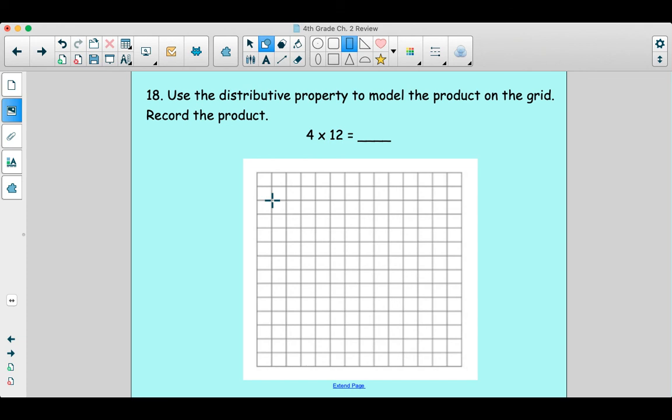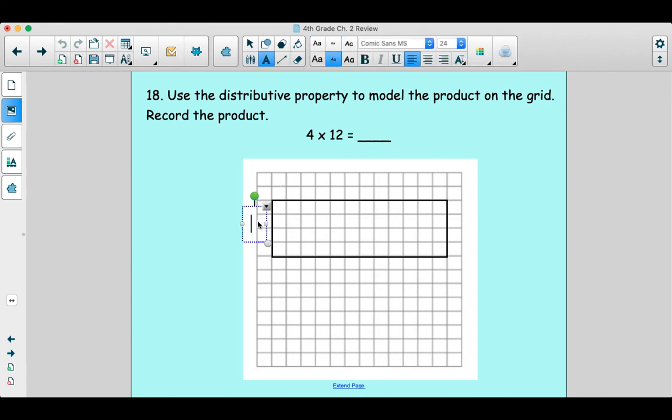All right, so we've got to make a 4 by 12. So I'm going to go 1, 2, 3, 4. I'm going 4 that way. So I went 4 down. I'm going to go lengthwise 12 across. 1, 2, 3, 4, 5, 6, 7, 8, 9, 10, 11, 12. Okay, double check my work. Okay, I think I got it. Sometimes I don't. All right, so right now this is a 4 by 12.